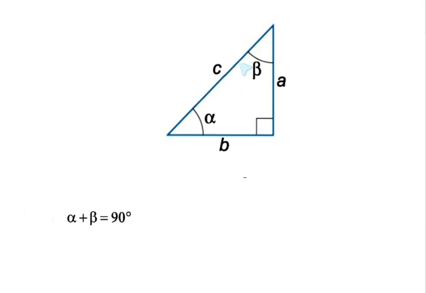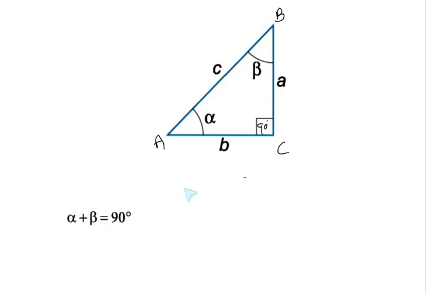In this triangle, the side opposite to A is called a, the side opposite to B is called b, and the side opposite to C is called c. The vertices are here, and alpha and beta are the two angles. It is a right angle triangle because there is a 90 degree angle here.